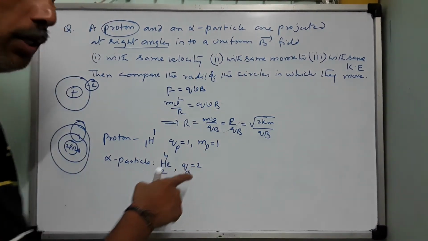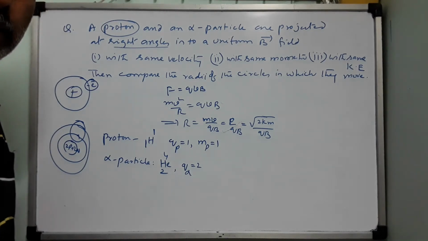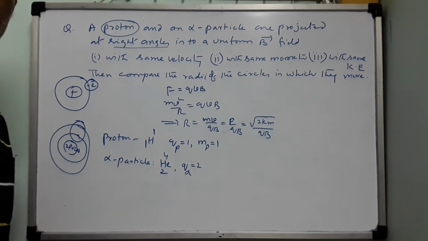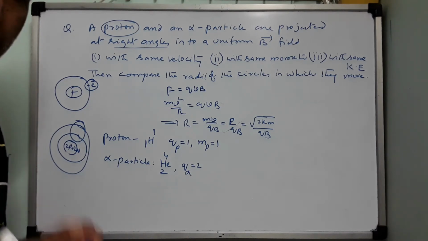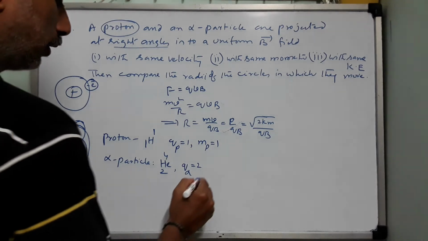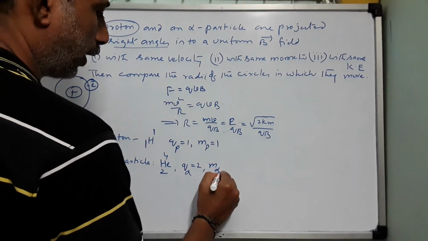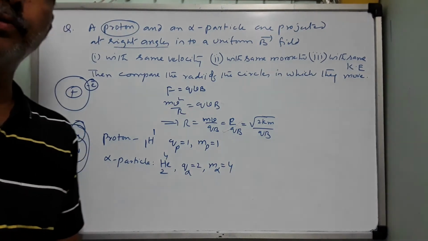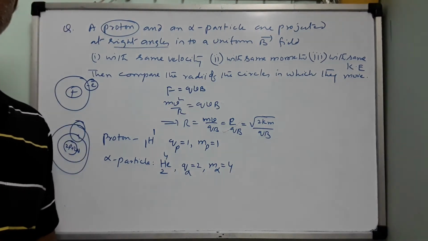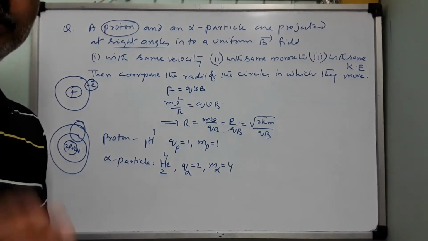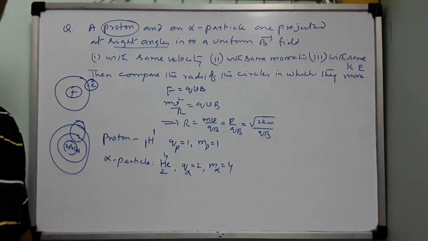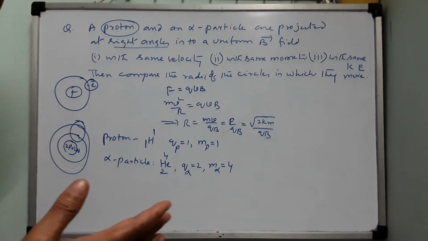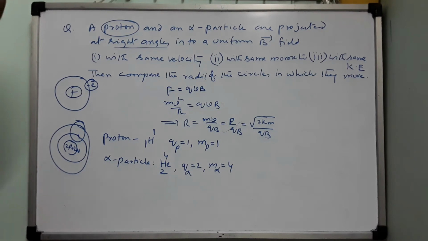What does it mean, 2? It's 2 units. What is 1 unit? 1 unit is nothing but 1.6 into 10 power minus 19 coulomb. 1 unit is not 1 coulomb, children. Please remember, in atomic scales we are writing this. And mass of alpha particle is nothing but 4 units. What is this 4 unit? 4 atomic mass units or 4 unified masses. 1 unified mass is 1.67 into 10 power minus 27 kg. Okay, AMU definition you know: it is 1 by 12th of the mass of the carbon-12 isotope.